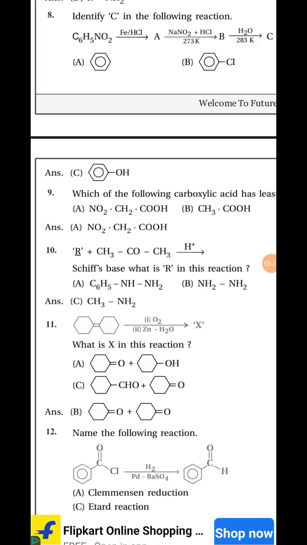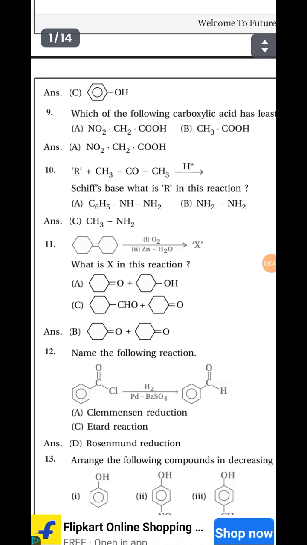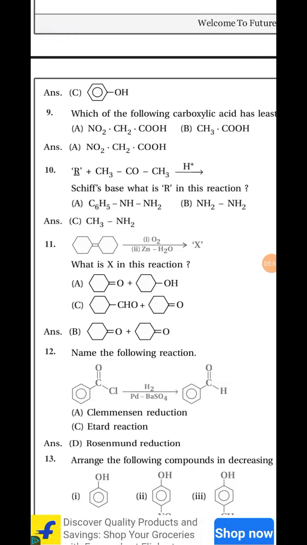phenyl rings are given together, and you are doing oxidation of it. What is X in this reaction? So among the given options, B would be your answer. So two different products would be formed from the given reactant. Next one: name the following reaction. Here the reagent is also given. So this reaction gives you the concept of the Rosenmund reaction.